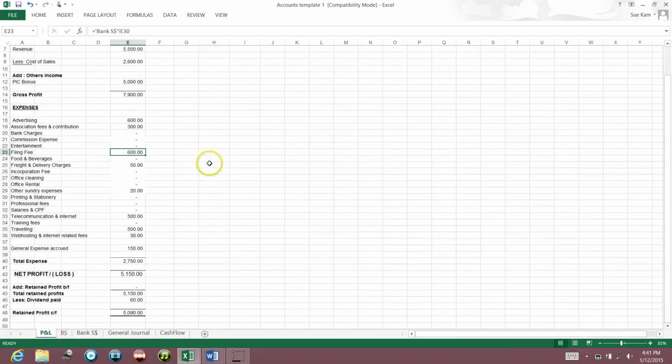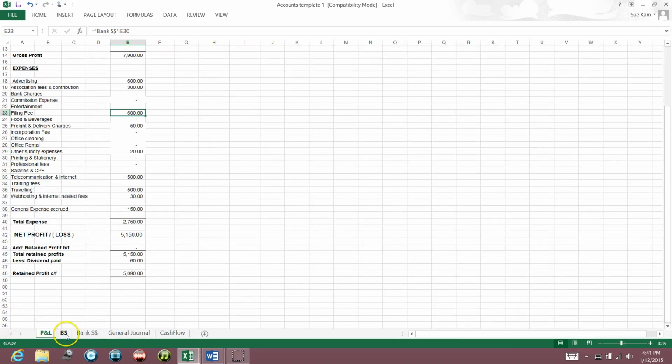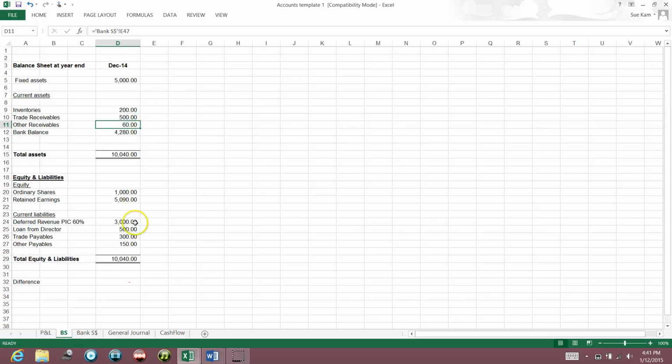All the figures have been auto posted for me. When I come to the balance sheet, all the figures have been posted in nicely for you, and the difference is zero. So you see, the balance sheet must balance. That means the total asset has to balance with total equity. So that's why this difference is there, to check to make sure it is zero. This sheet will be automatic. The difference should be zero.